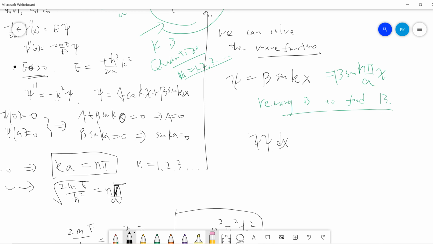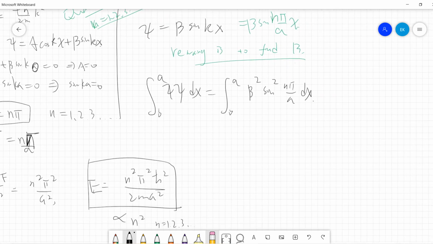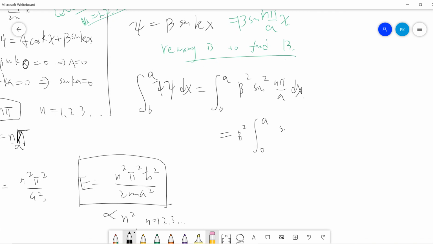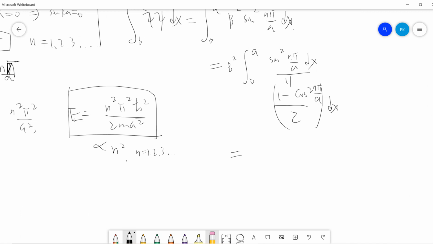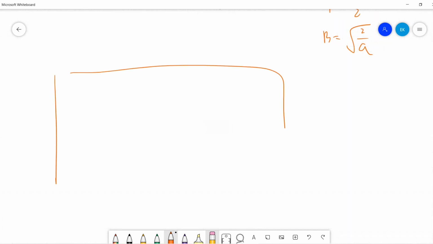We can do a normalization. We take the absolute square and integrate from 0 to a. So we have b squared times the integral from 0 to a of sine squared of n pi x over a dx. This is just one half times 1 minus cosine of 2n pi x over a. You can easily check that the cosine term turns to 0, since you integrate over whole periods. So you get b squared a over 2 equals 1, so b equals the square root of 2 over a.